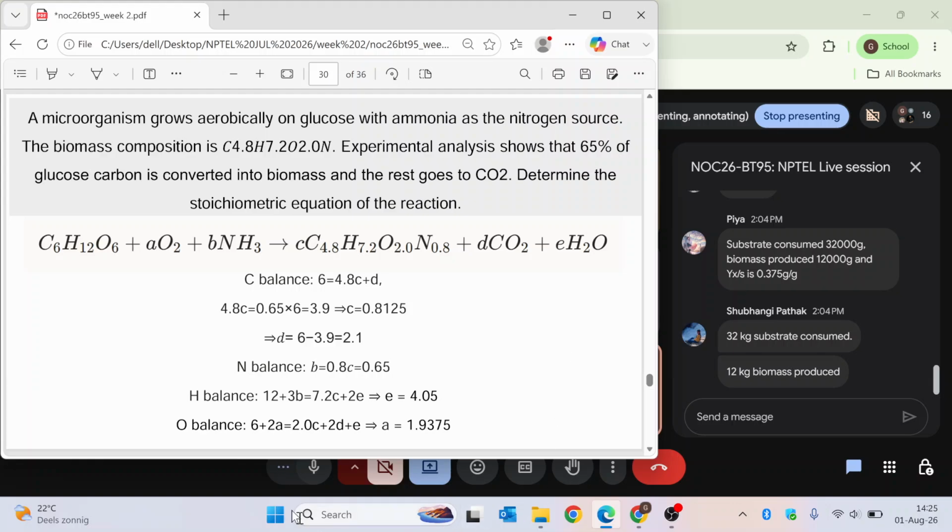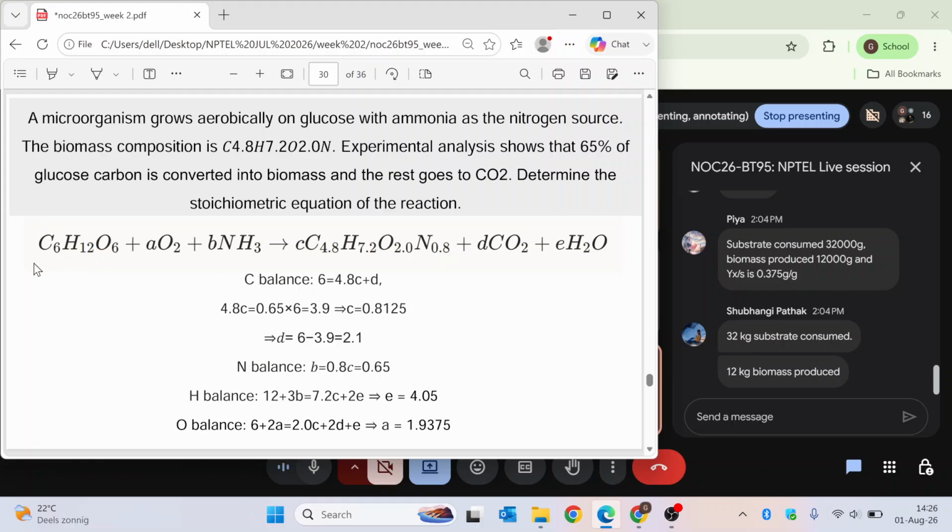So for that you have to have your carbon balance. You are assuming that 1 mole of glucose is going to react, so that's why you don't have a coefficient here. When you do a carbon balance, on the reactant side there are 6 carbons, whereas in the product you have 4.8 into C plus D. That is one equation. And it is given here that 65% of the glucose carbon is converted into biomass, which means out of this 6, 65% goes to the biomass.